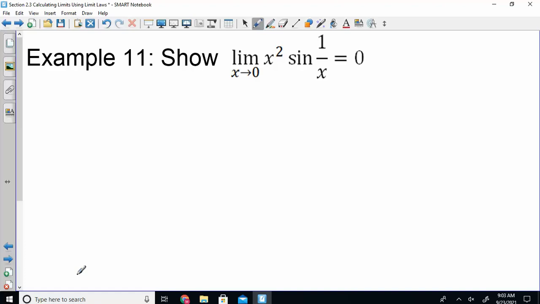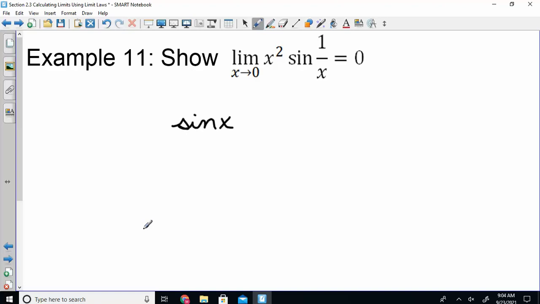So we do not have a limit law that allows us to just plug into a trig function. And even if I wanted to, can you do 1 divided by 0? No, so I can't plug in there. We have to start with something we know. So let's just think for a minute about sine.